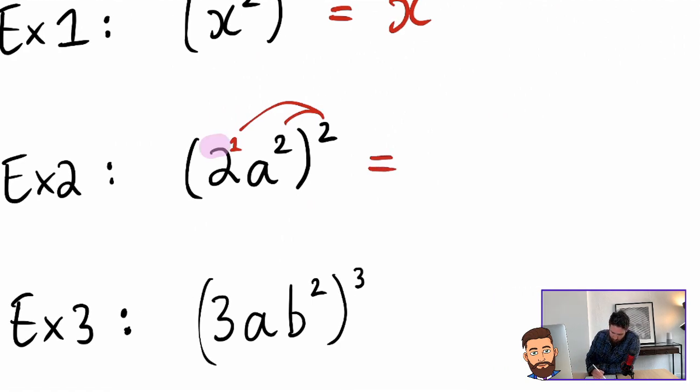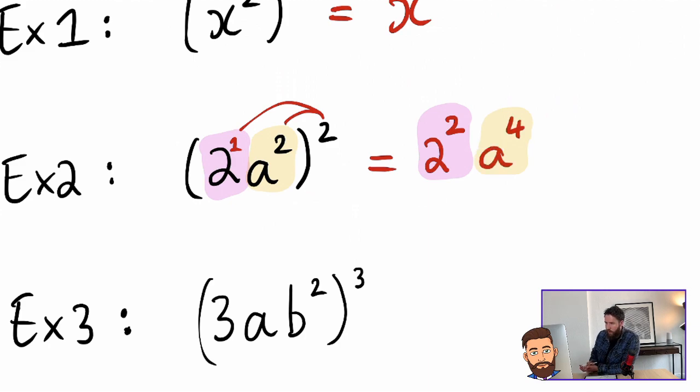So what do we get? Well, we've got 2 to the power 1 raised to the power 2. Well, the law says you times the powers. So what is 2 times 1? Well, it's just 2. So you end up with 2 to the power 2, because I've multiplied the powers together. Now for the bit that students get right, we've got a squared raised to the power 2, times the powers together would, hopefully you can see, would be a to the power 4.